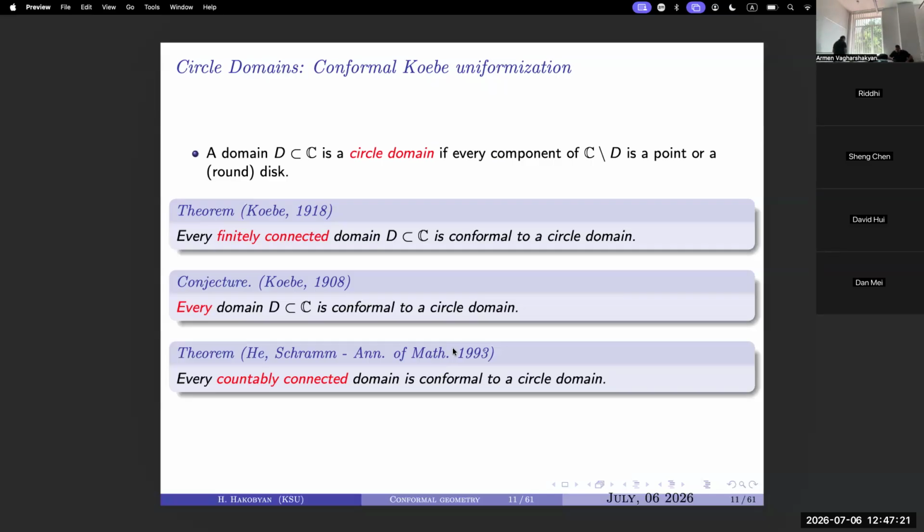In general, anything which looks like a general domain like that can also be conformally equivalent to a circle domain. So what's the difference from the finite case, where you have an arbitrary number of boundary components? It took about 70 or 80 years to show that Koebe's conjecture holds in the countably connected case.